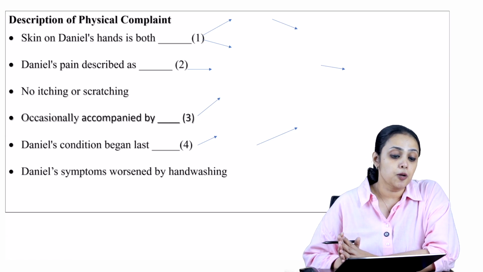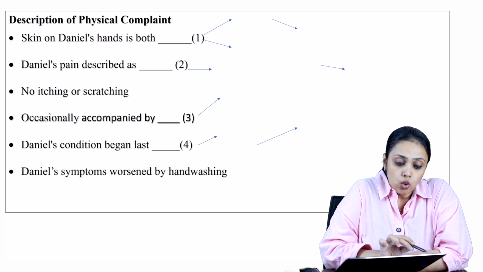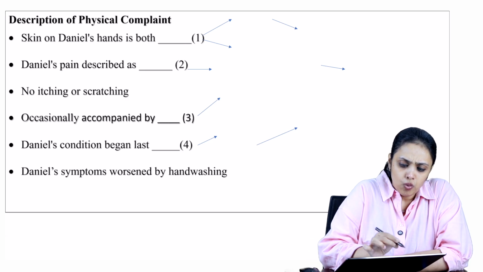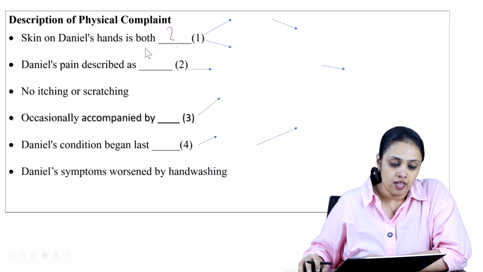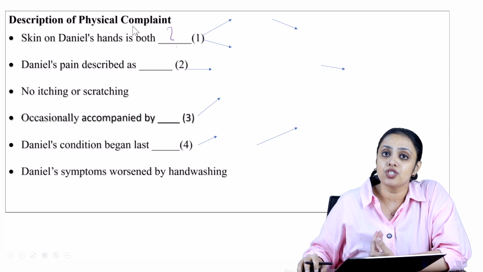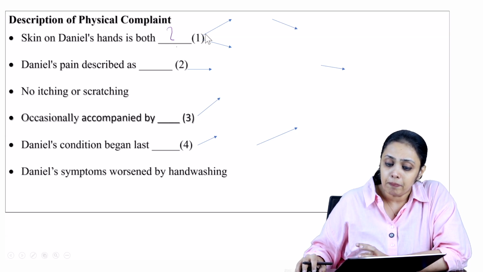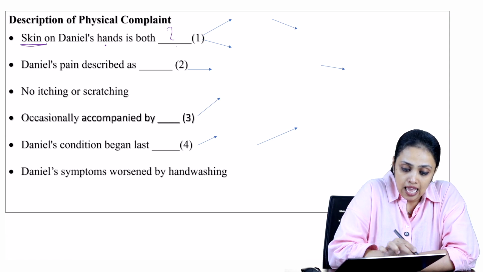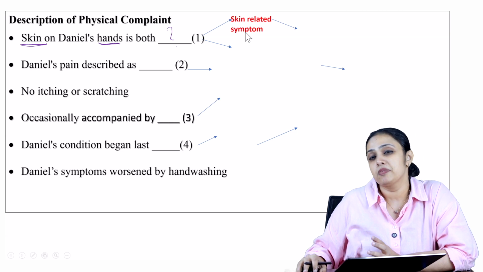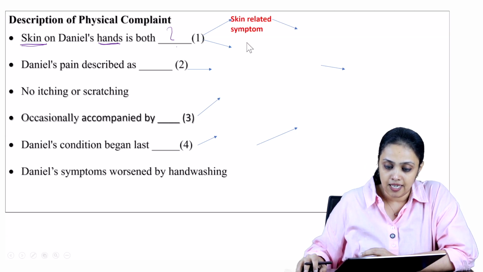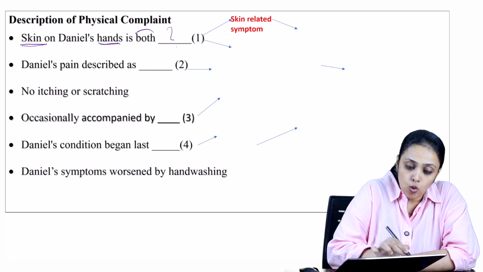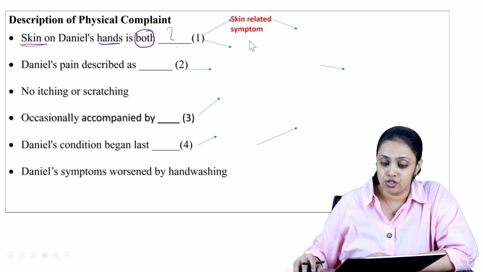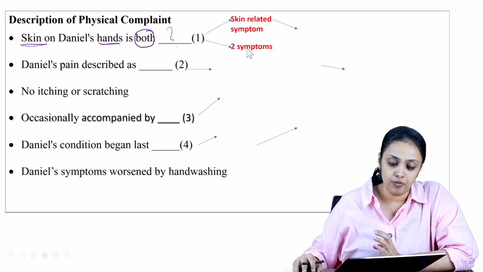Now the first section, description of physical complaint. The first note says that skin on Daniel's hands is both, and a gap is given here. So what can we expect in this blank? Since it is the physical complaint reported by the patient, it should be a complaint or a skin related symptom, because we understand that skin on Daniel's hands. So what we can expect here is some skin related symptom. Then did you notice this word both here? Skin on Daniel's hands is both. So we should expect two symptoms to be heard from the audio.